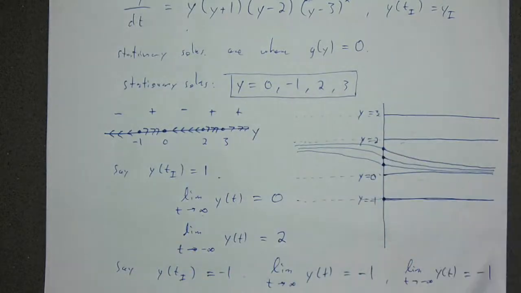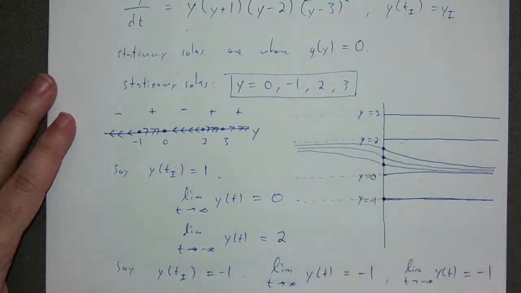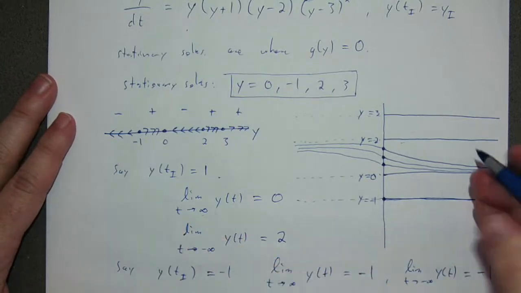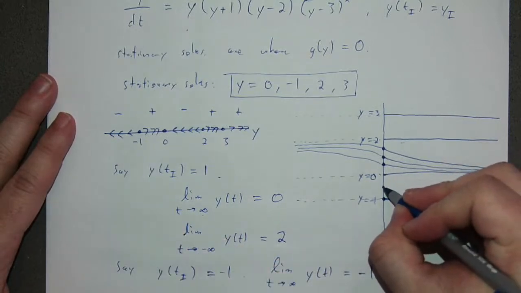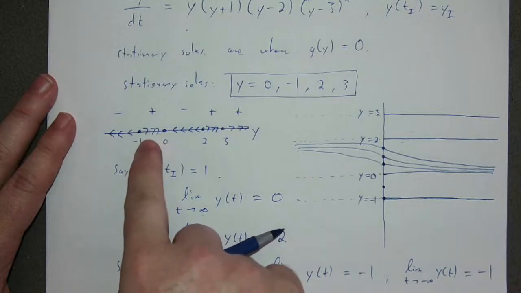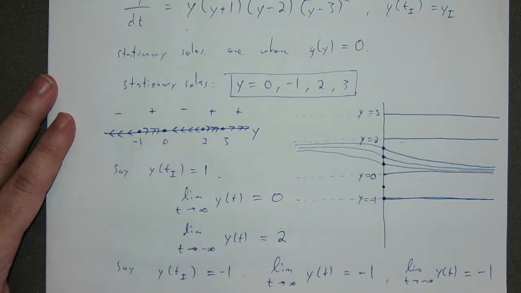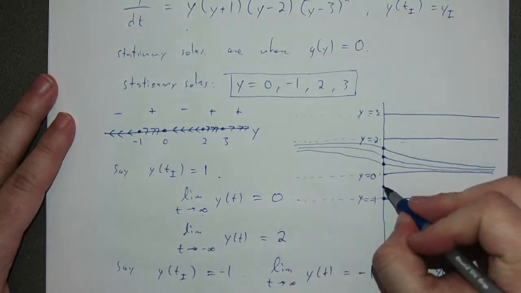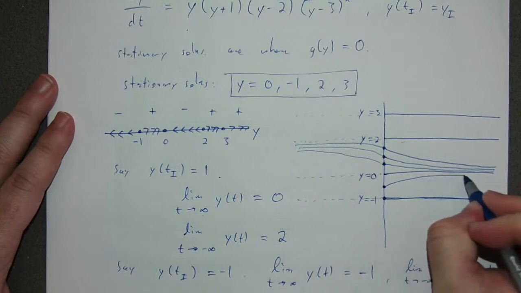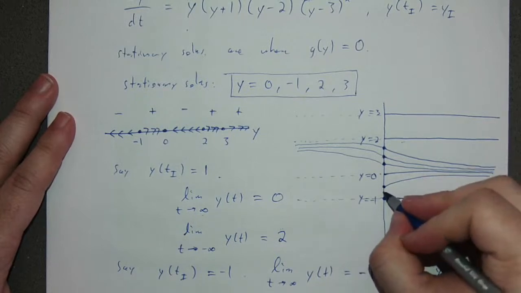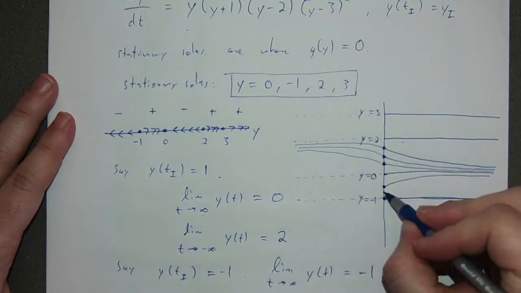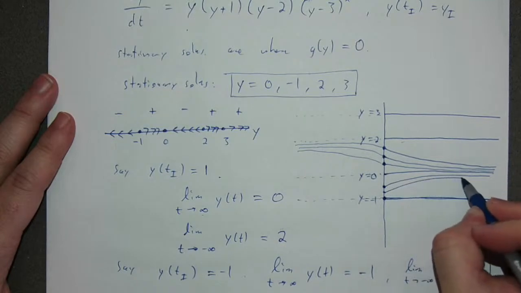Okay, let me draw another couple of pictures here just to show you how this goes. So let's pick some values between 0 and minus 1. Between 0 and minus 1, the arrows indicate a motion towards 0 as t goes to infinity. So this would look like this. And maybe if I had an initial point here, it would look like this.